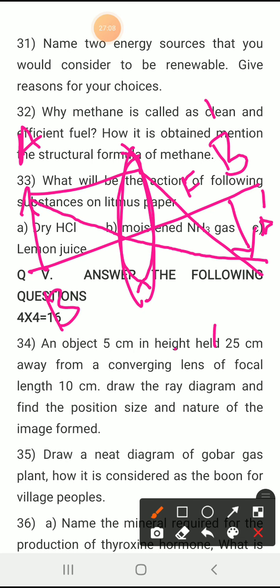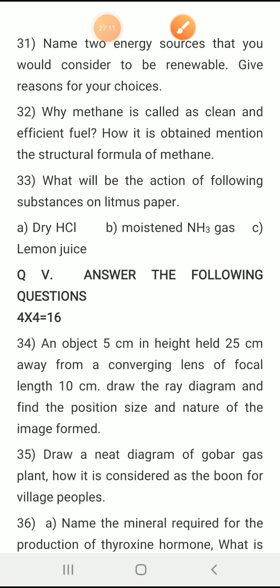So dear children, in today's class we have discussed the 34th question of the 4-mark questions. The next, 35th question is: draw a neat diagram of a gobar gas plant, and how it is considered as a boon for the village people. Okay, so this is a very simple question. Gobar gas plant, you know that. So you can draw the gobar gas plant neatly, and make sure you carefully draw the digester and other parts. And after drawing the gobar gas plant, explain how it is considered as a boon for the village people. So this is a general question.